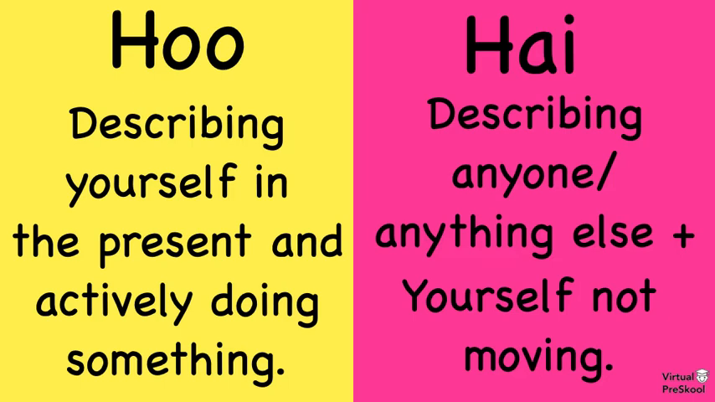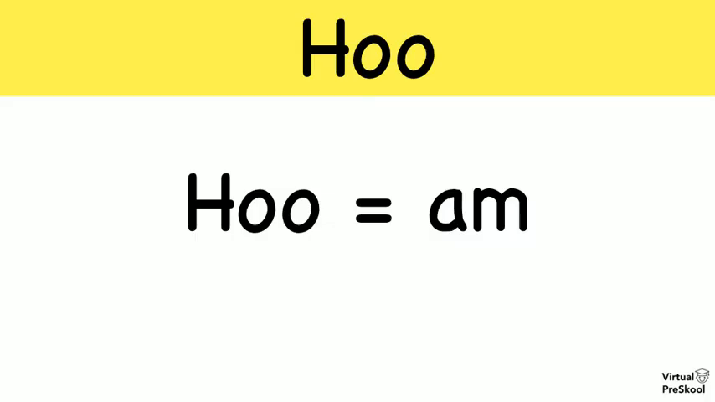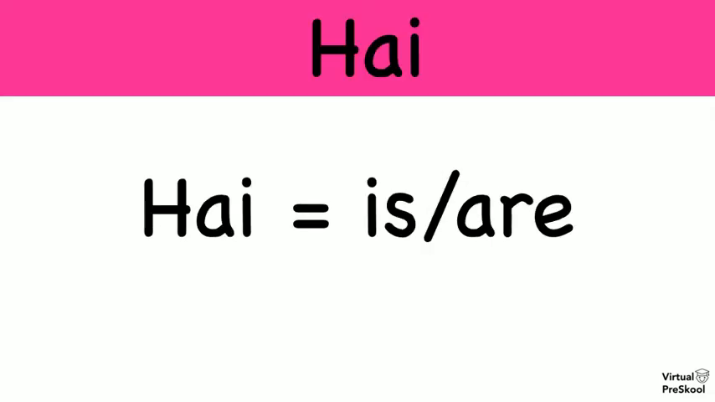मैं समता हूँ. मैं बढ़िया हूँ. All right? Hoon means am, like I am Samta. मैं समता हूँ. I am Samta. Hoon means am. है has two meanings. It means is and are. Like he is great. वो बढ़िया है. They are great. वे बढ़िया हैं.